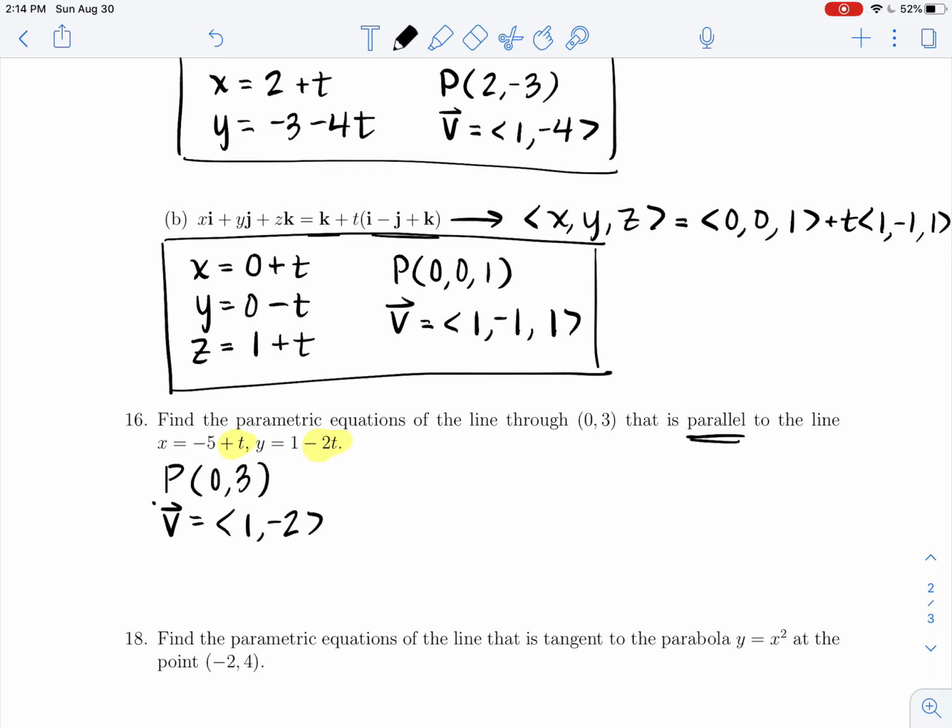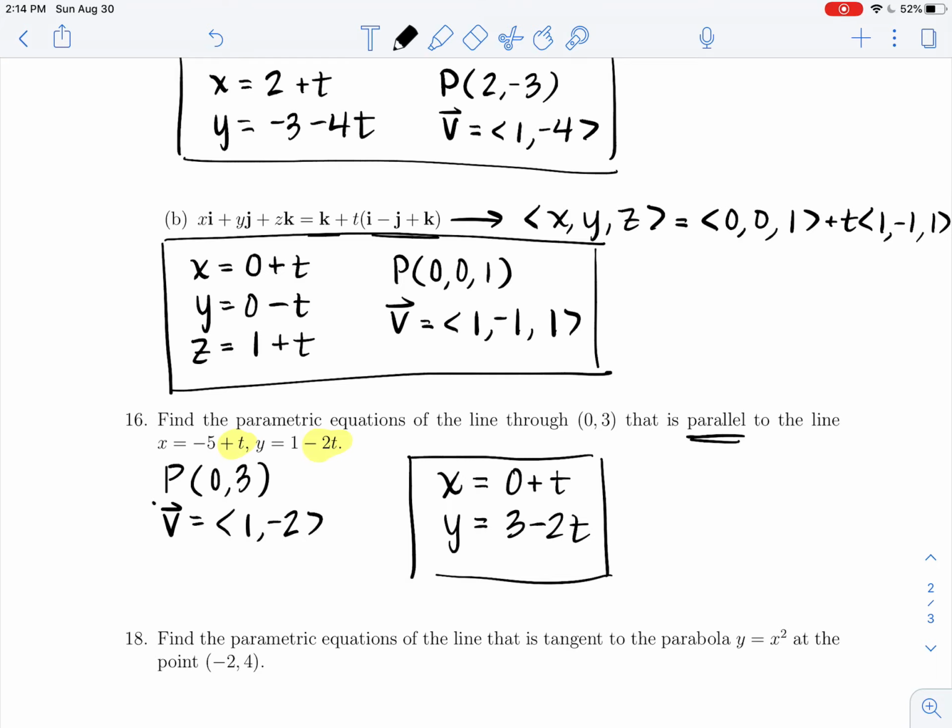So now piecing it all together, I have x equals 0 plus t, y equals 3 minus 2t. And that's it.